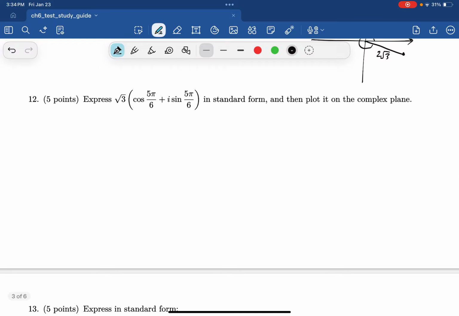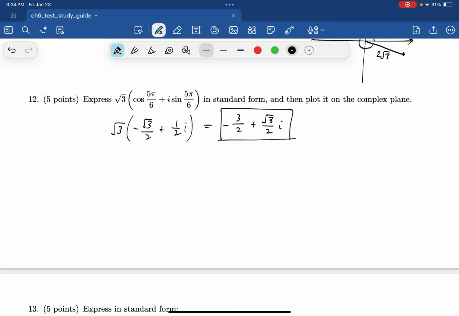Okay, this in standard form, that's not part. You just calculate these trig functions. And standard form does need to be expanded, so this will give you negative 3/2 plus root 3 over 2 i. And plotting it on the complex plane, just think about the angle and the magnitude. So 5 pi over 6 is there, and this is root 3.